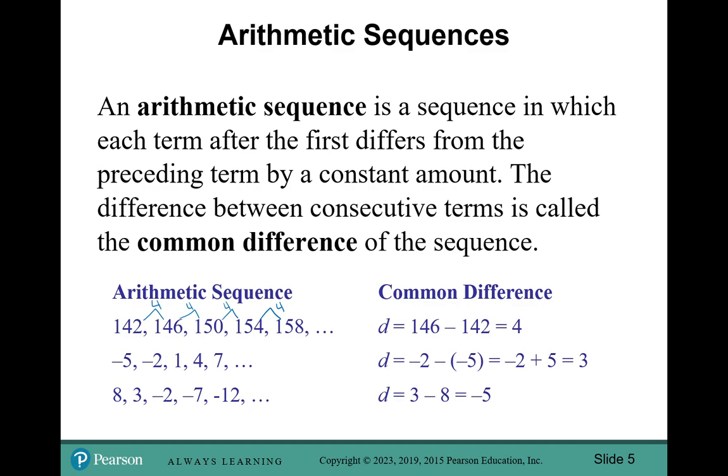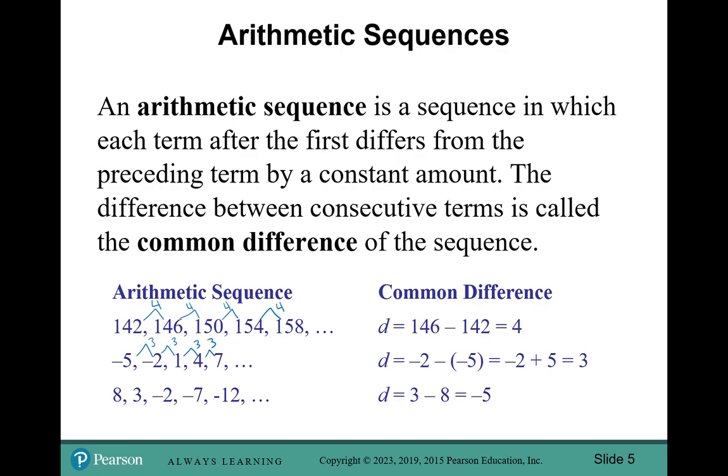Let's look at this one. We're going from negative 5 to negative 2, from negative 2 to 1, from 1 to 4, from 4 to 7. If we try to find a common difference here, you can take the first terms, negative 2 minus negative 5. That's negative 2 plus 5, which is just 3, right? We have a difference of 3. We're adding 3 here. 1 plus 3 is 4. 4 plus 3 is 7. Our common difference here is 3.